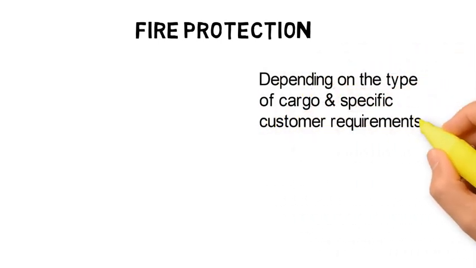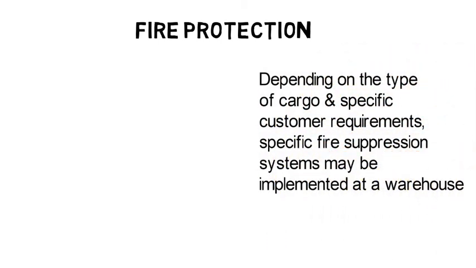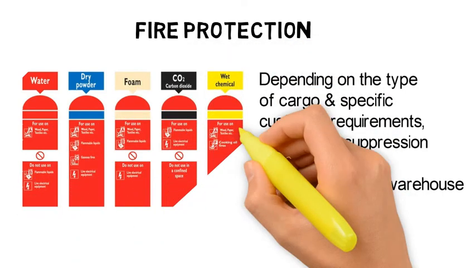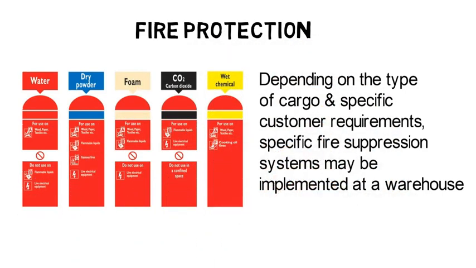Depending on the type of cargo and specific customer requirements, specific fire suppression systems may be implemented at a warehouse. For example, a warehouse storing dangerous flammable chemicals will be equipped with dry powder or foam or carbon dioxide fire extinguishers. A warehouse storing wood, paper, or textile products will most likely have water or wet chemical fire extinguishers.